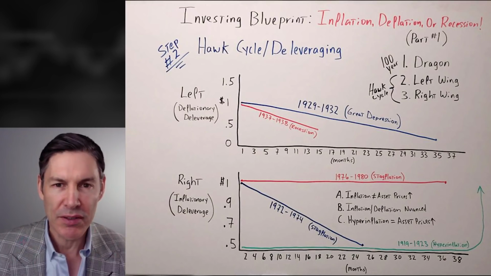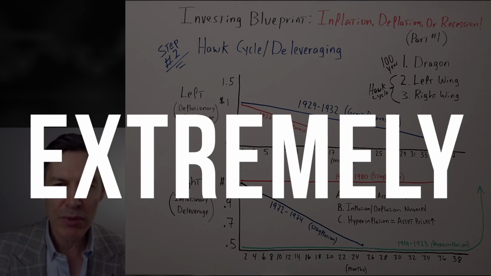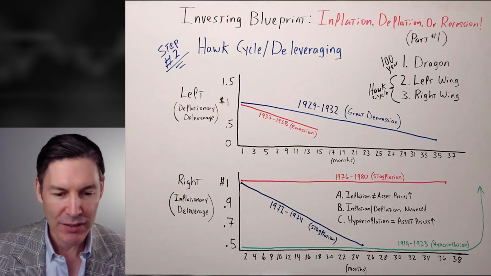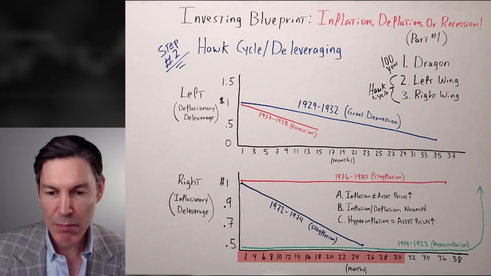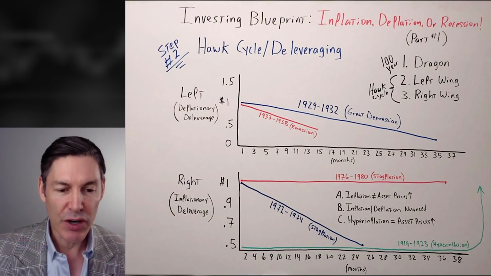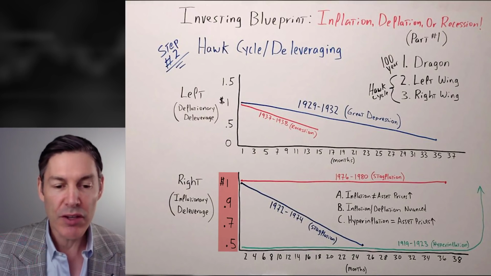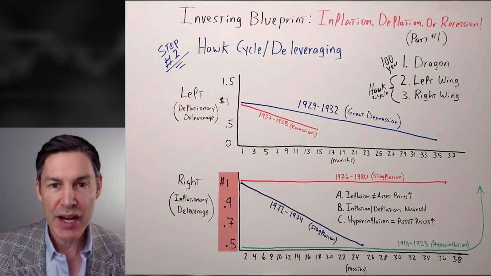Moving down to the right wing of the hawk, this is the inflationary deleveraging. This chart specifically was extremely interesting to me. Check this out. We start with the months below from 2 months to 38 months. And on the left, we start at the top with $1 invested. It goes down to about 0.5 or 50 cents. So this is what your dollar would have done if invested in the stock market during this time frame.